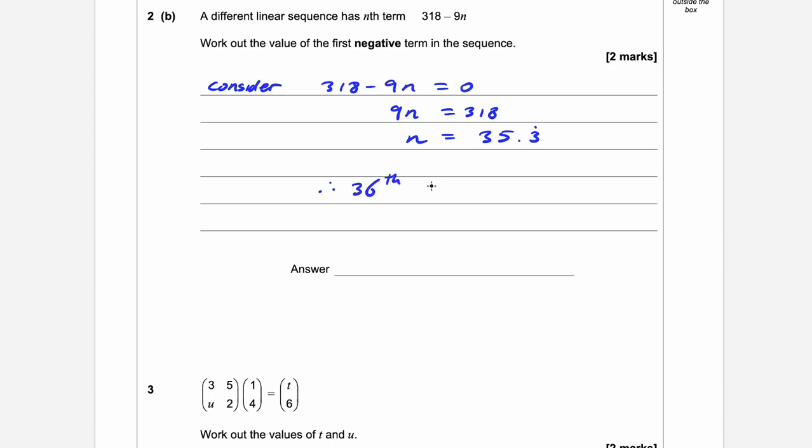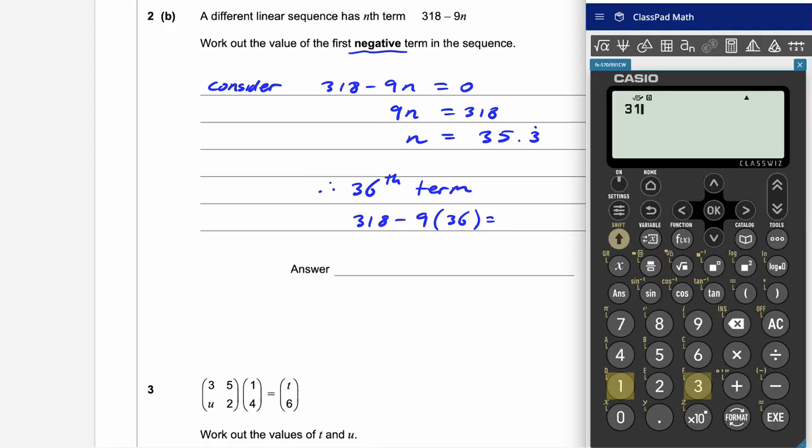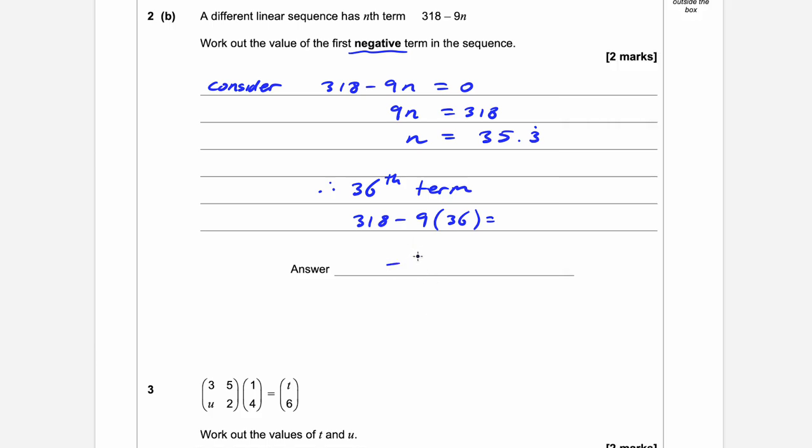So this 36th term, and it says the value of the first negative term. Okay, so I need to sub 36 in here. So it's 318 minus 9 times 36. 318 minus 9 times 36 is negative 6. So the answer is negative 6.